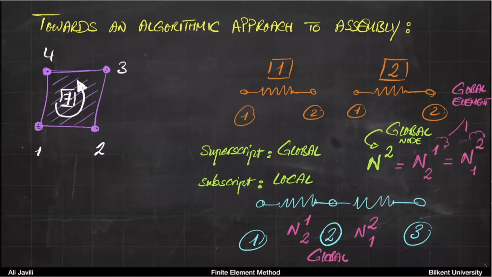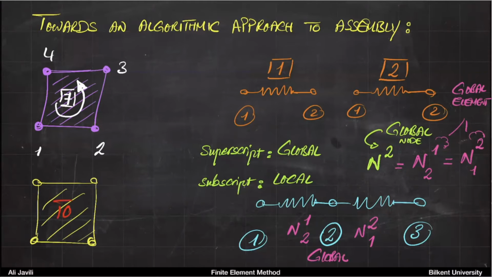And that's okay, because once you write it like this, and now if you have another element, let's say below it, and let's say that is maybe element 10, that element 10 also has its own nodes. So let's now count from this corner, 1, 2, 3, 4.